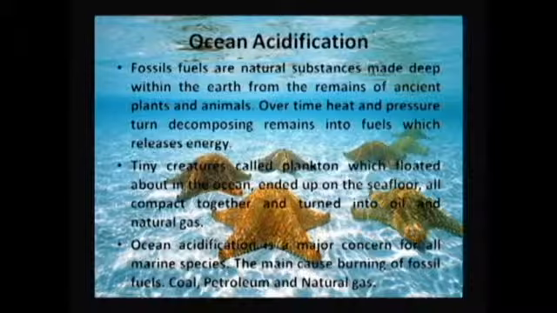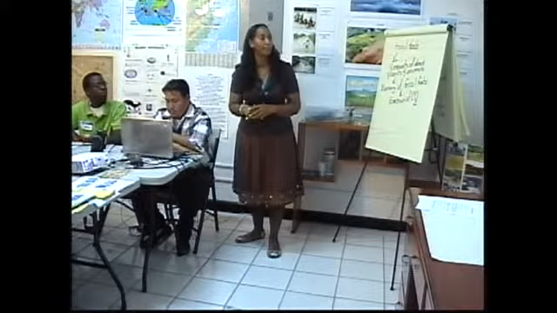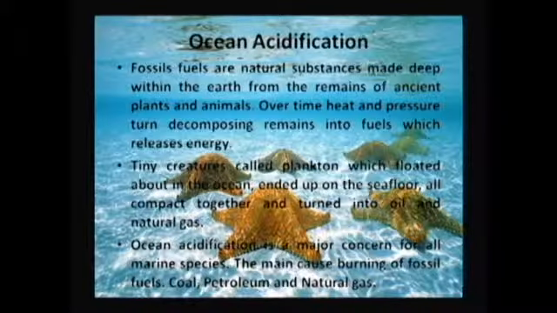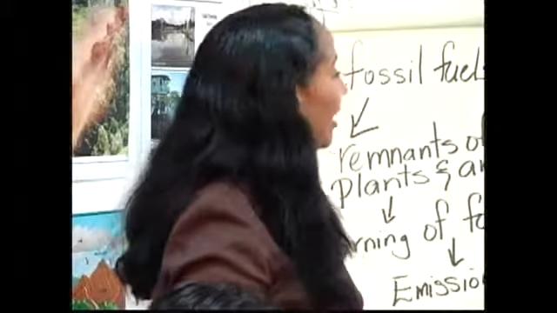We also have tiny creatures called plankton, like green algae, which floated about in the ocean. They ended up on the sea floor, all compact together, and turned into oil and natural gas. Ocean acidification is a major concern around the world, students, for all marine species. The main cause of ocean acidification is the burning of fossil fuels, such as coal, petroleum, and natural gas.